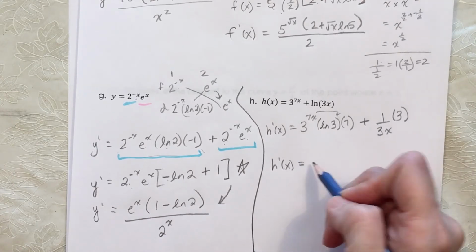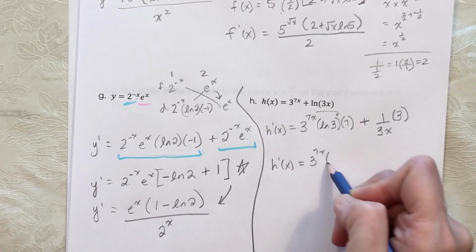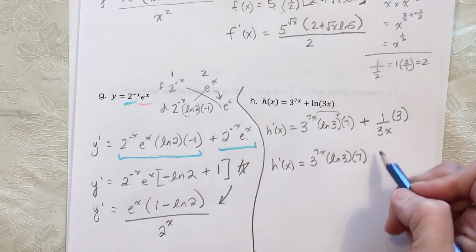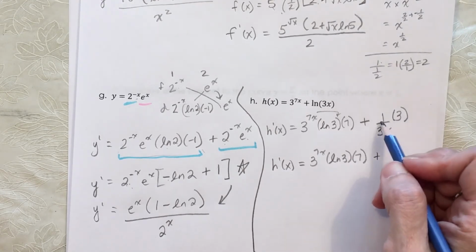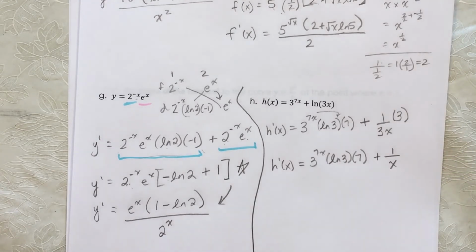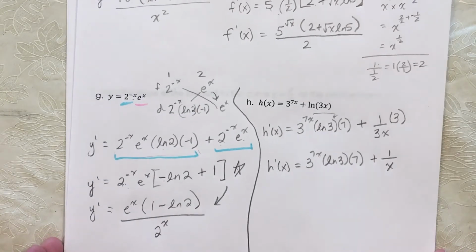And there's not a pretty way to write that. Just make sure you use brackets. And don't do ln of 21 because that's not true. And then 3 over 3x is the same as 1 over x. And they don't have a common factor. That's the derivative. Not pretty, but you found the derivative.